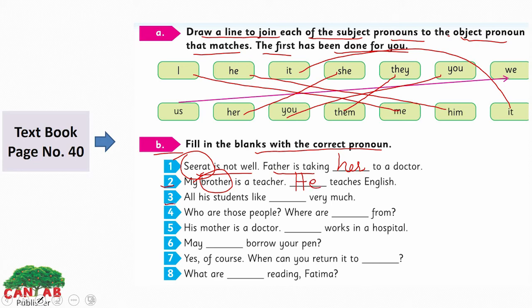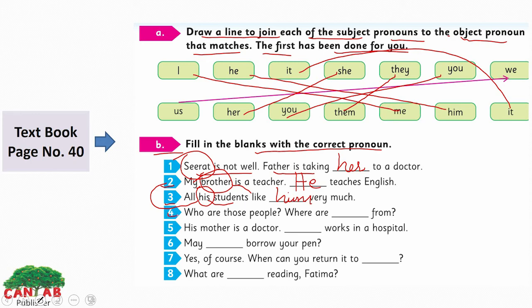The third one here, all his students like very much. His. This sentence is related to the previous sentence. This is about the brother, that he's a teacher and all his students like very much. We replace the brother here with his. The pronoun we use, his brother, is a possessive pronoun which shows relationship. All his students, the students belong to him because he's a teacher. So this sentence is about the same brother. Yes, all his students like him very much.